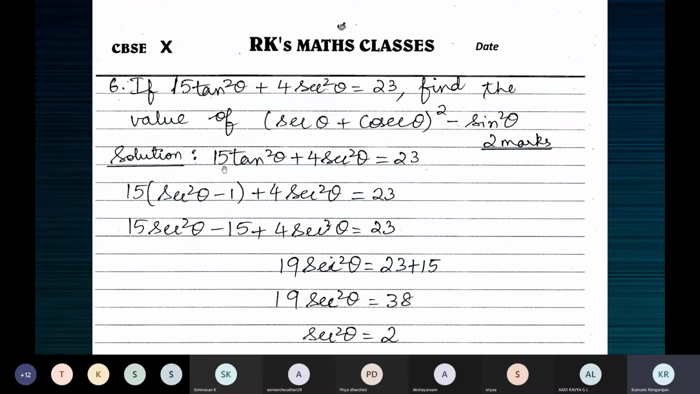So let's start. 15 tan square theta plus 4 secant square theta is 23. You can write tan square theta as secant square theta minus 1, or you can write secant square theta as 1 plus tan square theta. Change any one of the two. Right now there are two unknowns in one equation, so you are converting that to one equation, one unknown. In one equation with two unknowns, you cannot find anybody. One equation can have one unknown, then you can solve and find the value of that unknown.